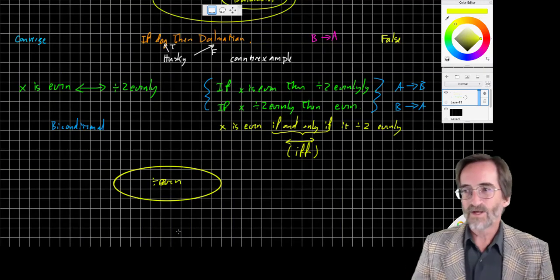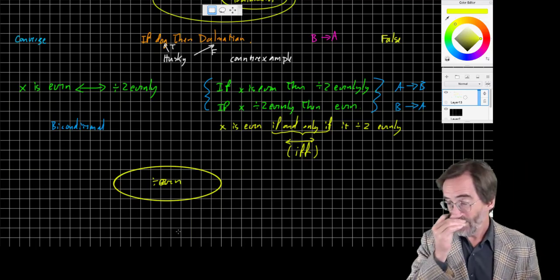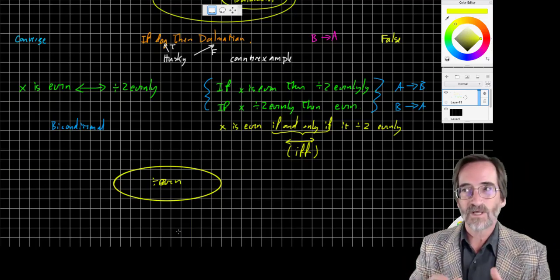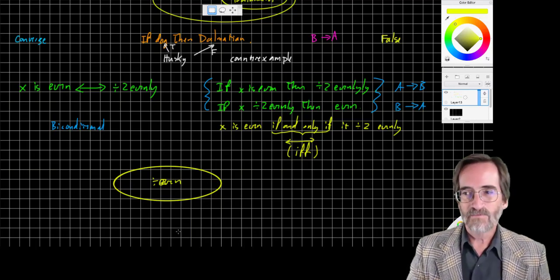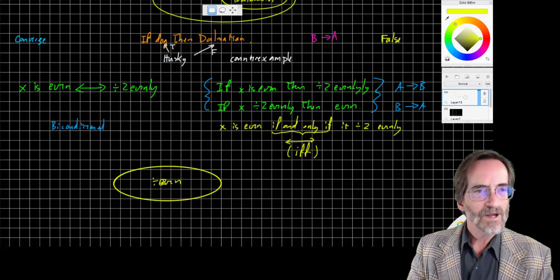Okay, so that's basically the idea of a biconditional in the Venn diagrams. It works both ways. You're talking about the same set. The same set is satisfied by both requirements. All right, so hopefully that helps.